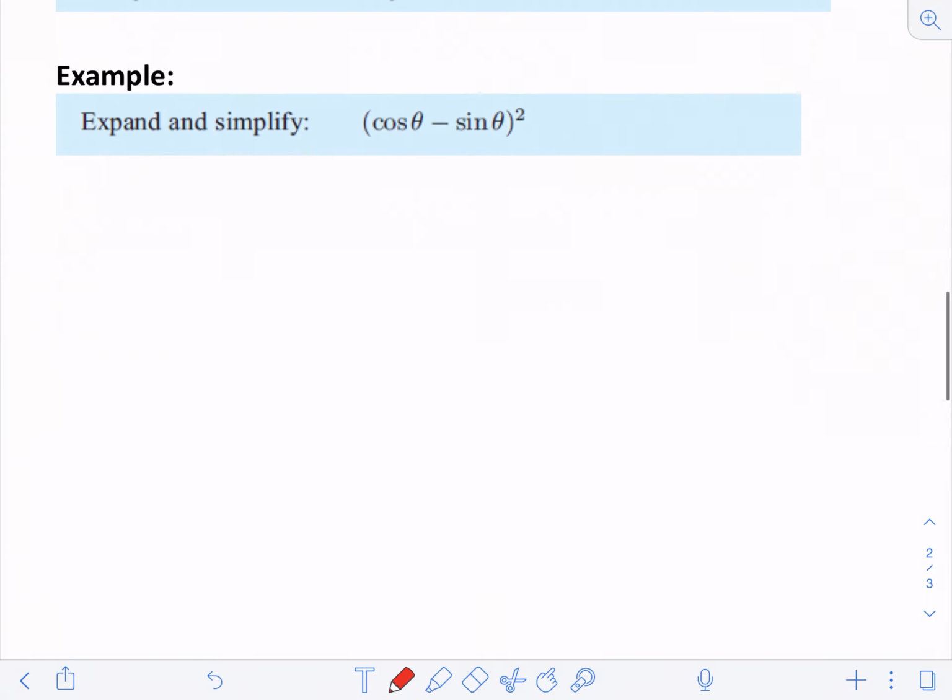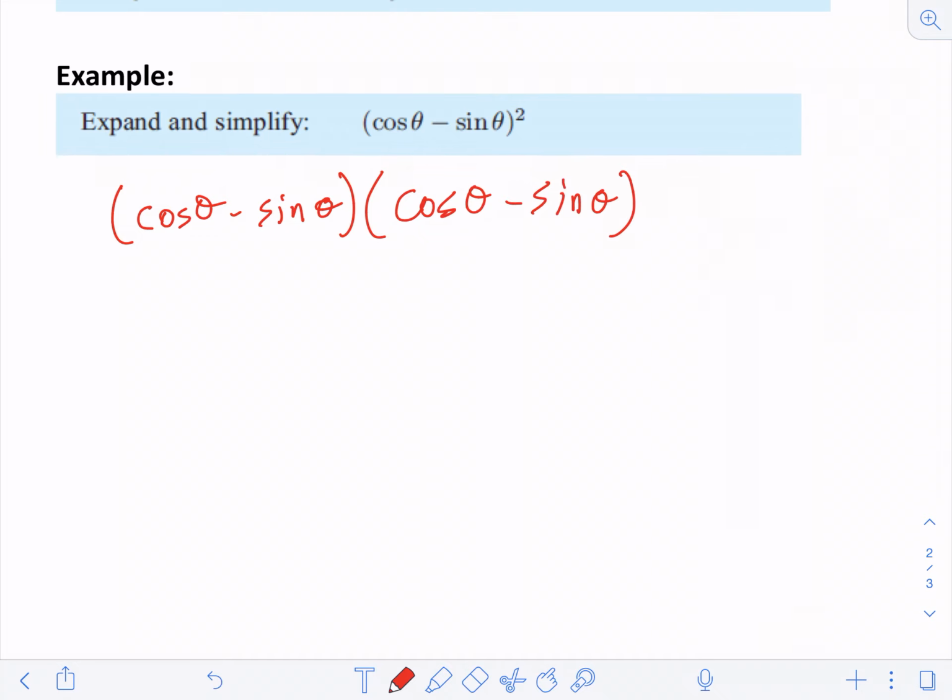Let's try another one. I've got this cosine theta minus sine theta quantity squared. It says expand and simplify, so let's go ahead and multiply that out. Cosine theta minus sine theta quantity squared means cosine theta minus sine theta times cosine theta minus sine theta. That's what that squared means. And now I can FOIL. So if I FOIL, what am I going to get?